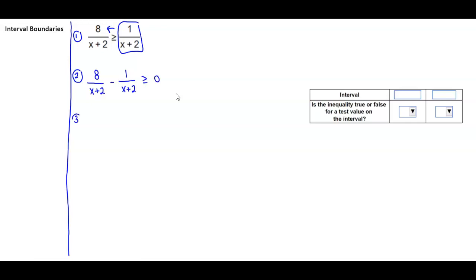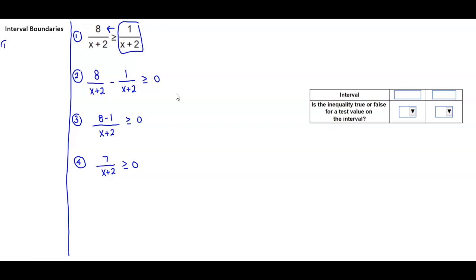Well, we can see that it already has a common denominator of x plus 2. So we have x plus 2, and then in the numerator we have x minus 1. Well, x minus 1 is going to give us 7. So therefore this is going to be 7 over x plus 2, and that's greater than or equal to 0.